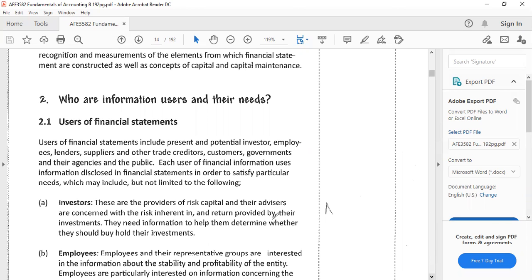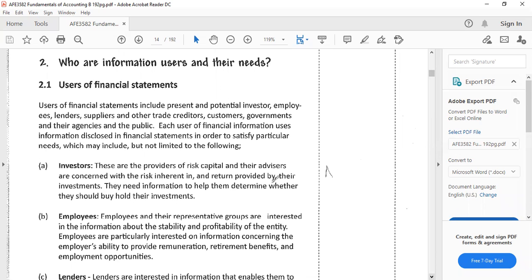We said that every business needs to prepare financial statements at the end of the period. So why do you think businesses need to present or prepare financial statements? For who? There are different users that are interested in your financial statements as a business. So it's a must that if you're running a business, then you have to prepare financial statements because of those users. You should know all the users and their needs. Why do they need the financial statements?